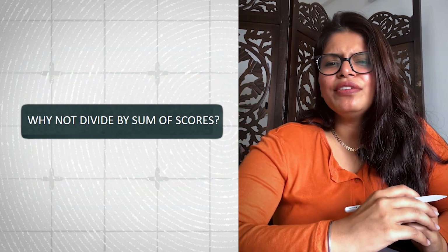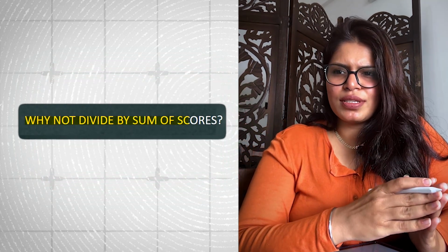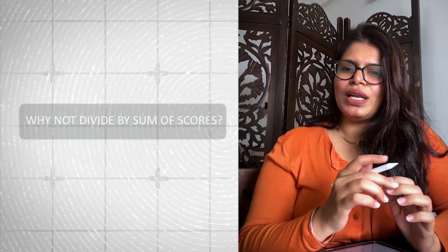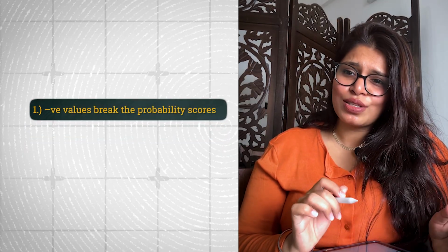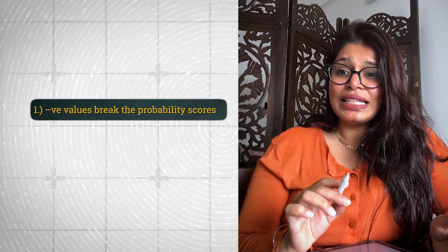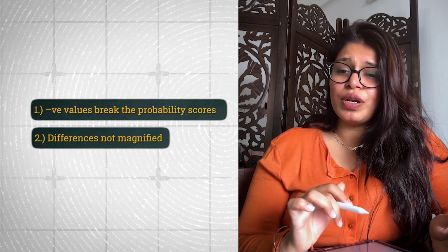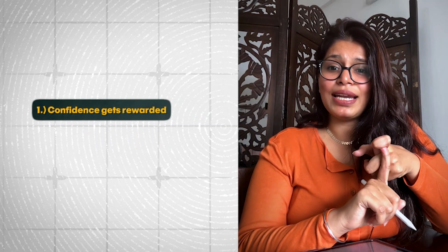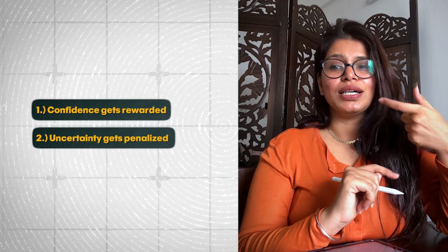But why did we not divide by the sum of scores instead? It seems intuitive to do so, isn't it? Well, the negative values from these scores will break our probabilities. Another issue is that the differences between scores will not be magnified. Using Softmax in our classification model is rewarding the confidence and it is also penalizing the uncertainty.